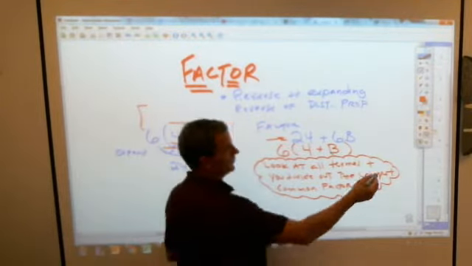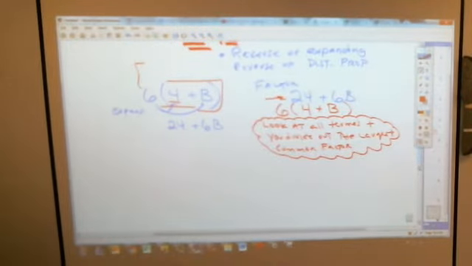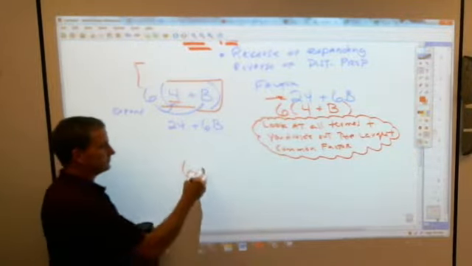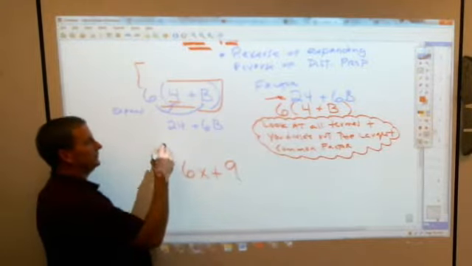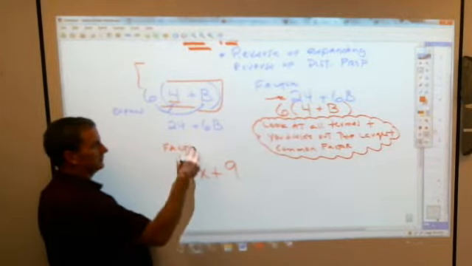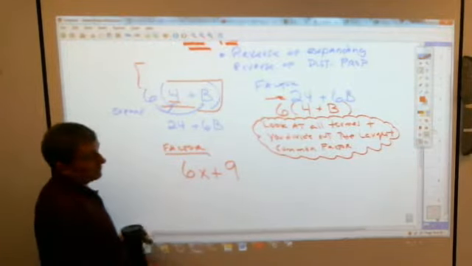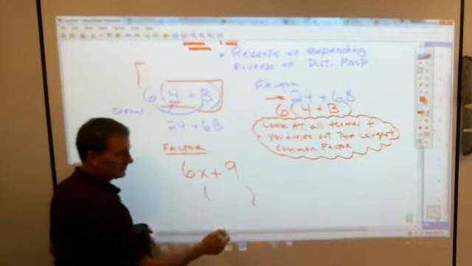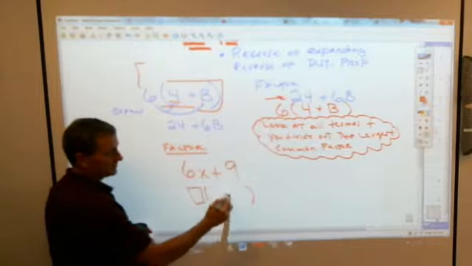Let's look at one where you're not given the answer before you start. Let's see if the book gives us one. 6x plus 9. And you are asked to factor. If you're asked to factor, basically you can automatically get in your head, if it's just this thing, you are going to have a parenthesis here. You're going to have some number outside the parenthesis, and you're going to have a couple numbers inside the parenthesis.